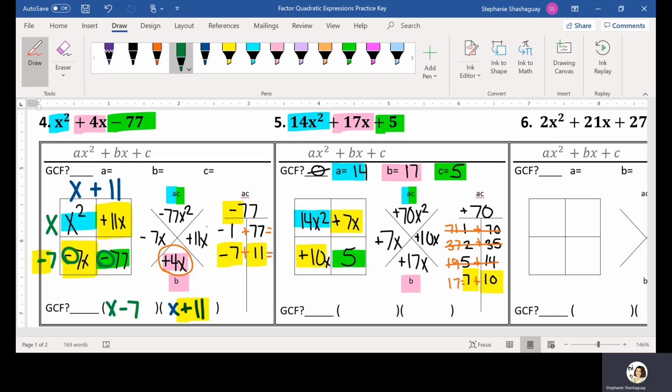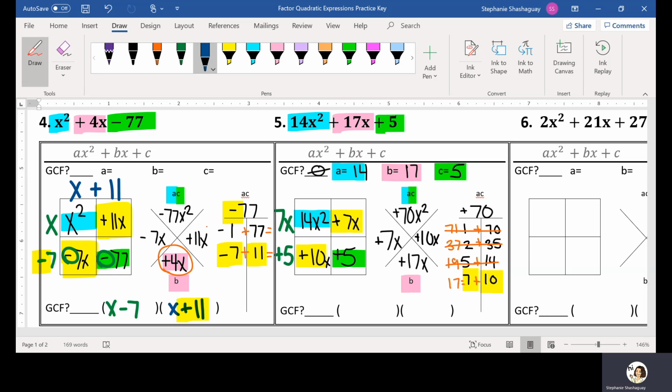Let's factor out our rows. I've got 14x squared plus 7x. I can factor out a 7x. I can divide both 14 and 7 by 7, and they both have an x value, so I can factor out the x. Positive 10x and a positive 5. So I can factor out a positive 5. Both 10 and 5 are divisible by 5, so that would be my greatest common factor.